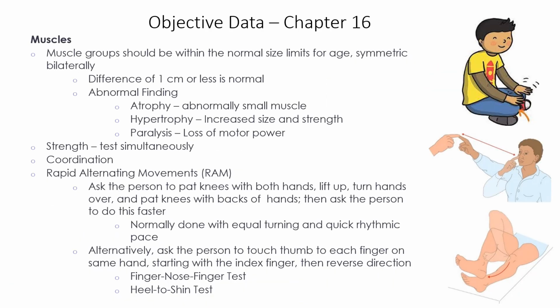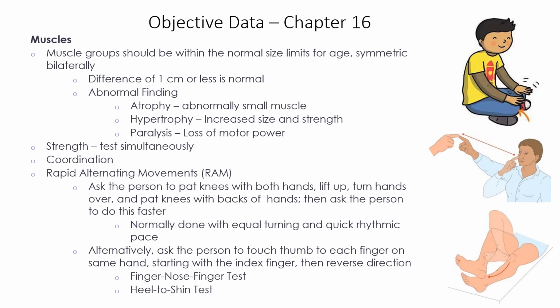Looking at muscle groups. Muscle groups need to be within the normal size appropriate to your client's age. They need to be symmetric bilaterally. It is okay to have about a 1 centimeter or less difference.